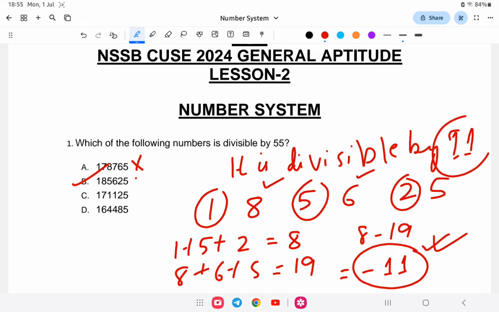You will check the alternate digits, add them, and take the difference. You will see that it is divisible by 11. So the alternate digits are added separately and then you subtract; the answer 11 is divisible by 11. I hope you got this. The correct answer is B. Let us go to the next question.